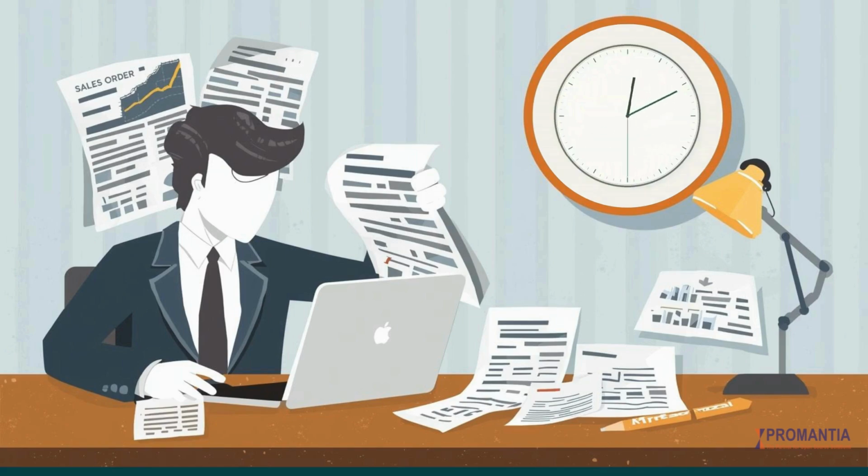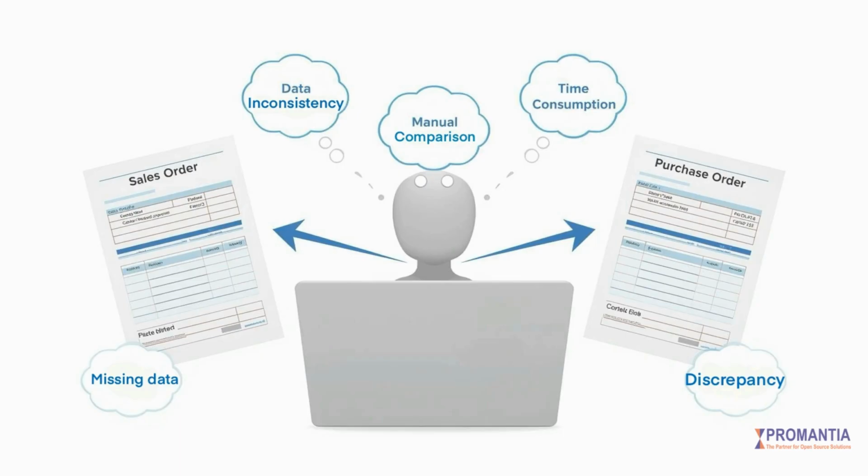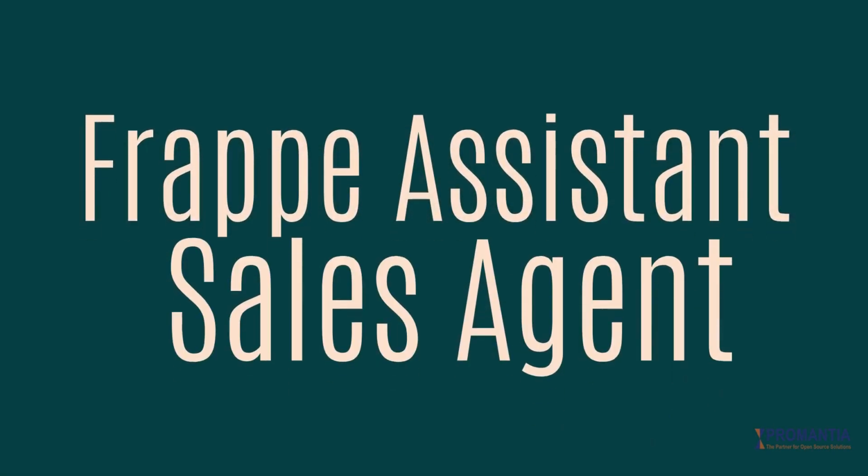Familiar with this situation? The sales operation team racing the clock and tabbing between the sales orders and purchase orders for their comparison. That means inviting mistakes due to manual comparisons such as missing fields, mismatched lines, hidden discrepancies, and time lost.